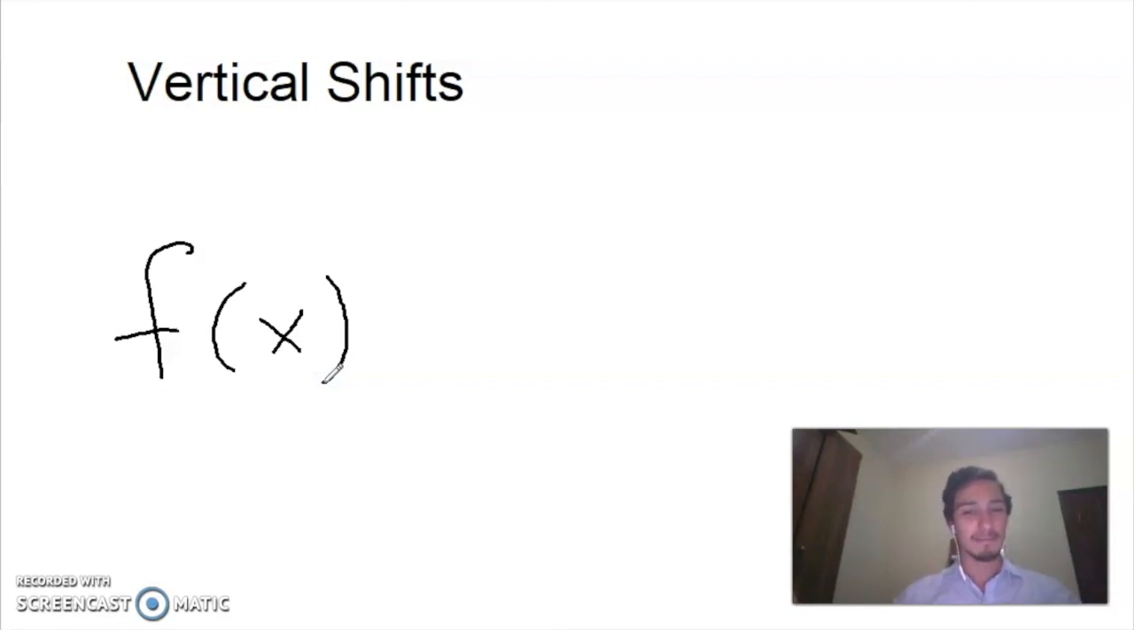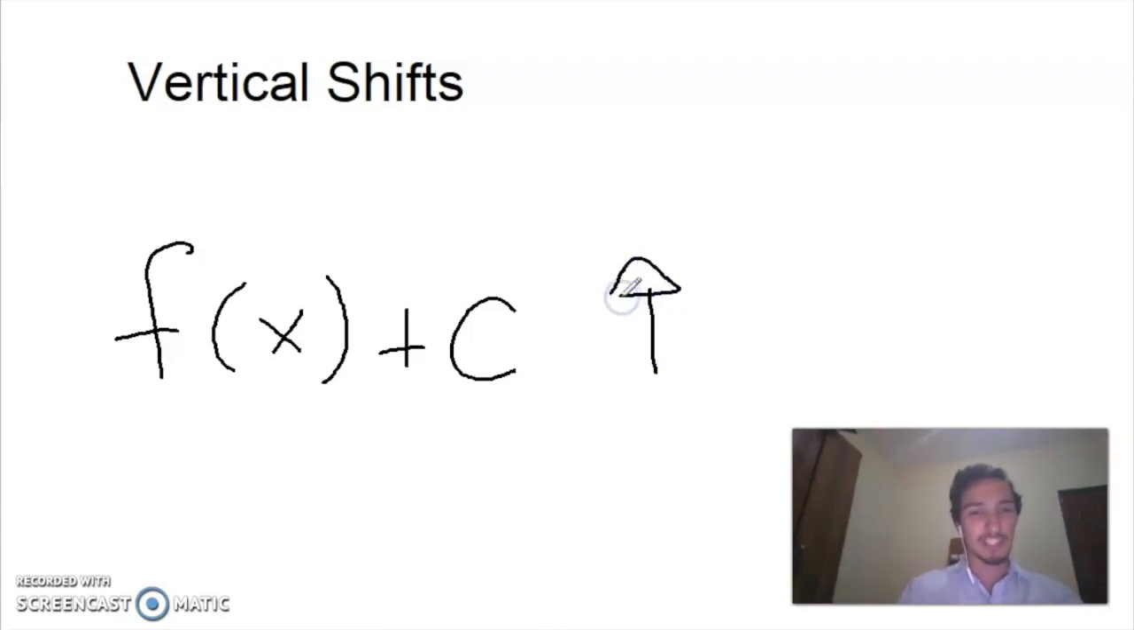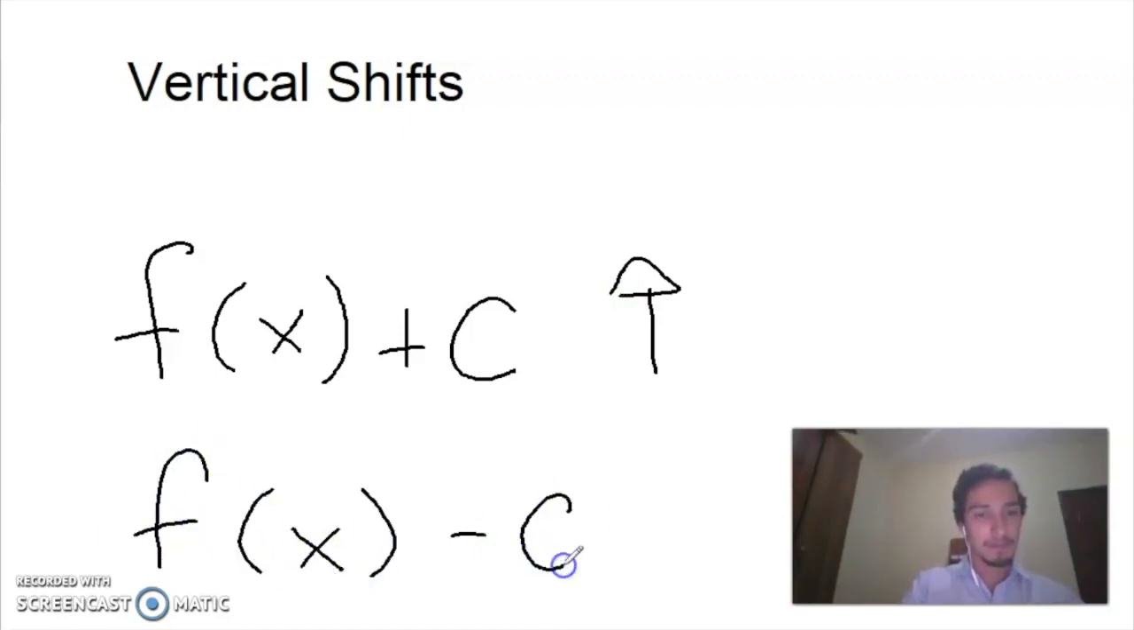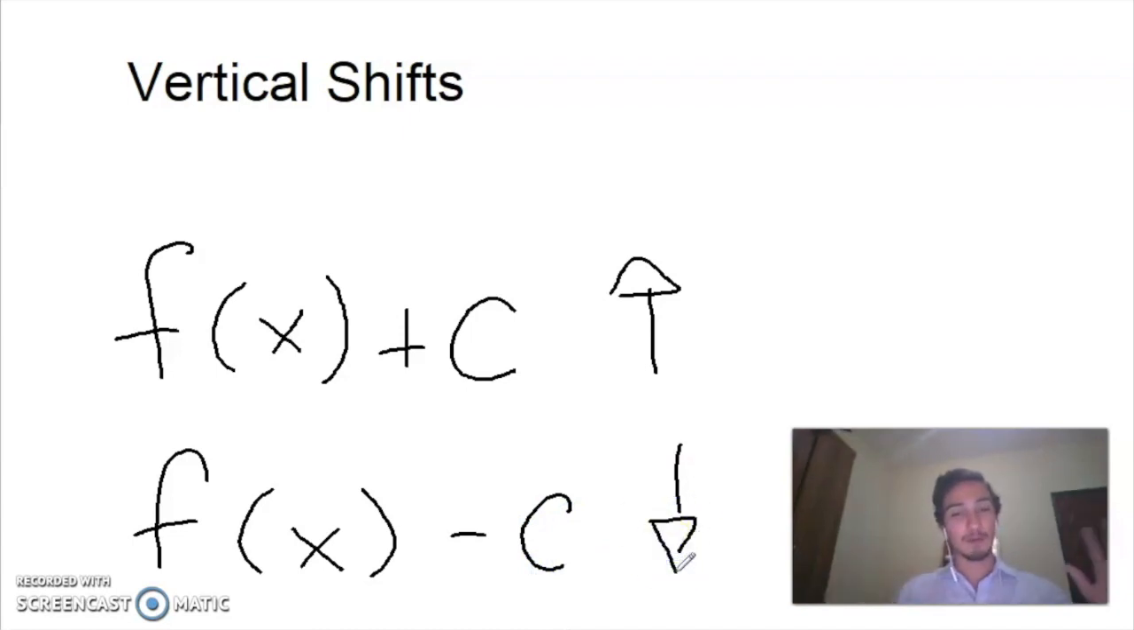So to shift something vertically up, so if we wanted to shift something up as opposed to down, we would say f of x plus some constant c. And again, c is just the common notation for a constant. So f of x plus c will give us a vertical translation up. If we wanted a vertical translation down, then c would be negative, or another way of writing that would be f of x minus c. And so we can see that there.